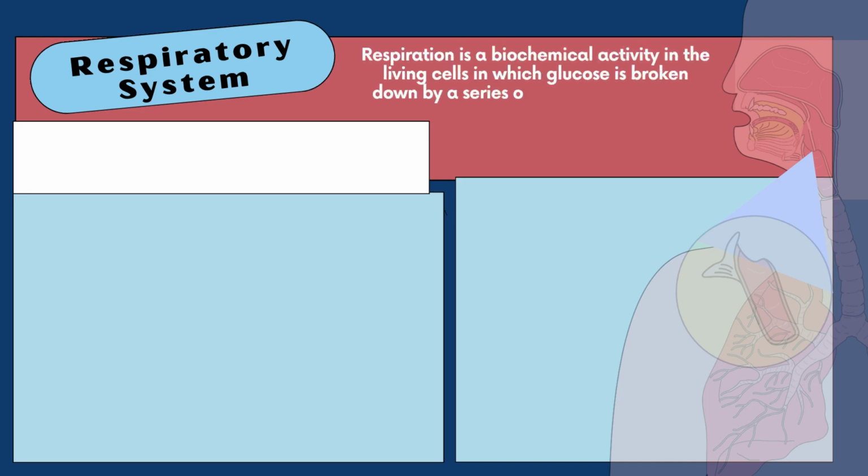Recall that respiration is defined as a biochemical activity of the living cells in which glucose is broken down by a series of reactions controlled by enzymes to release energy. So in the process of respiration, oxygen is taken in to break down the food substances, that is glucose, and release energy, carbon dioxide, and water. Carbon dioxide and water are regarded as the waste product or byproduct of respiration. And the energy that is being released in the process of respiration is used by organisms for various life processes.